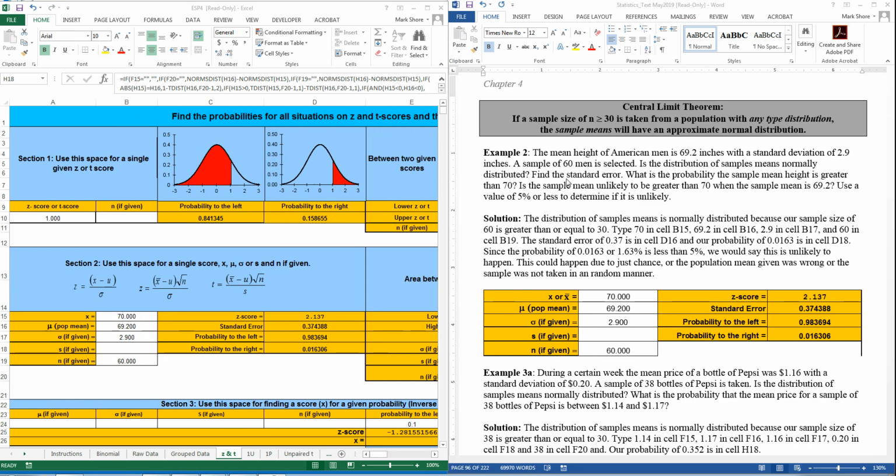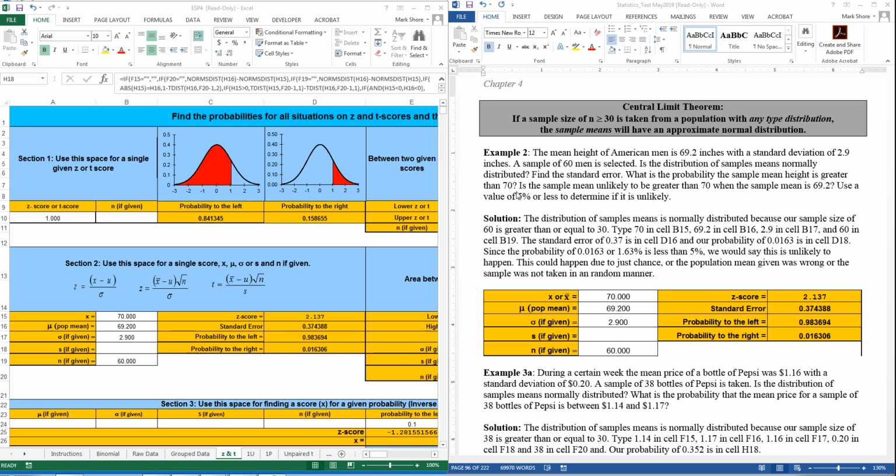Okay, going on to the second example, it says the mean height of American men is 69.2 inches with a standard deviation of 2.9. A sample of 60 men is selected. Is the distribution of sample means normally distributed? Find the standard error, and what is the probability that the sample mean height is greater than 70?